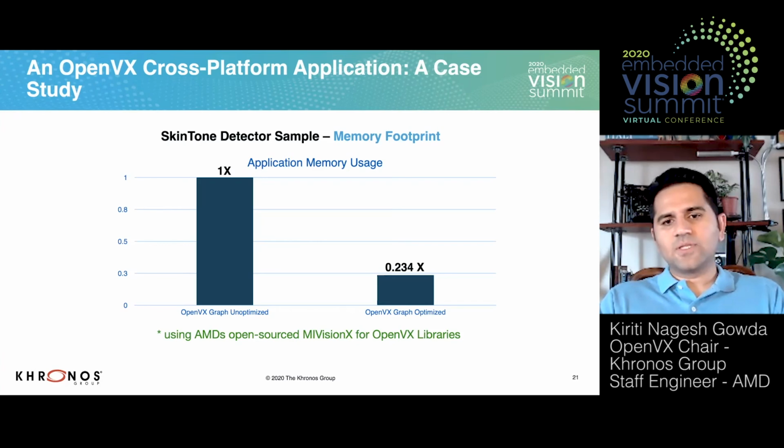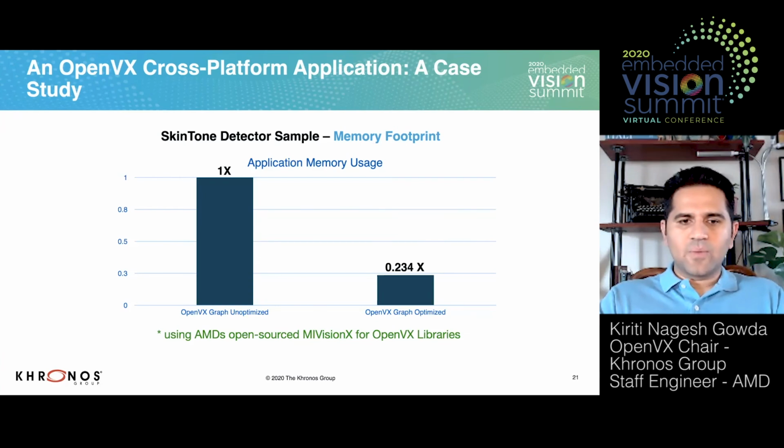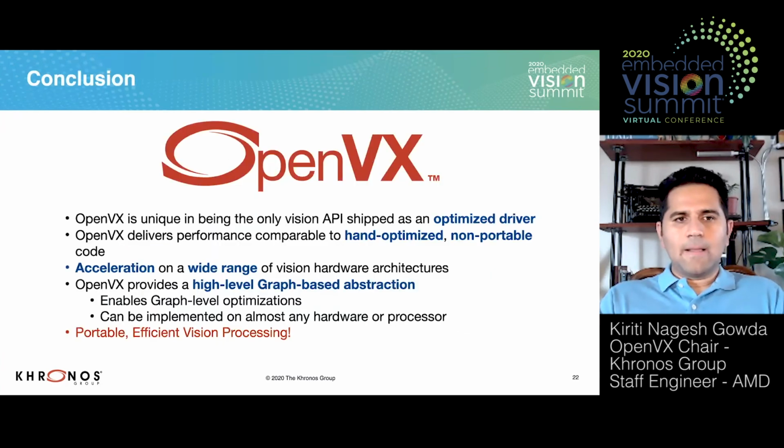Again, for these two samples, I used the optimized OpenVX libraries from open source MIVisionX from AMD. And conclusions. The key takeaway today is, as a developer, or at least for me as a software engineer, when I'm looking to develop an application, the first thing I want to do is make sure that the APIs I'm going to use in my application are well thought out, portable, and optimized.